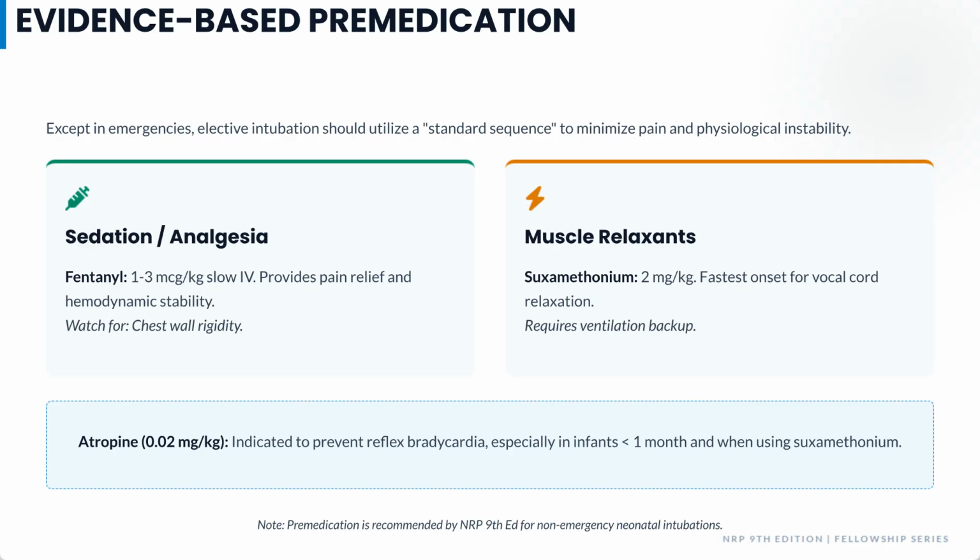Except in emergencies, elective intubation uses a standard sequence with pre-medication to minimize pain and instability. Fentanyl provides sedation and analgesia. Succinylcholine is a muscle relaxant with a fast onset, requiring ventilation backup. Atropine can be used to prevent reflex bradycardia.